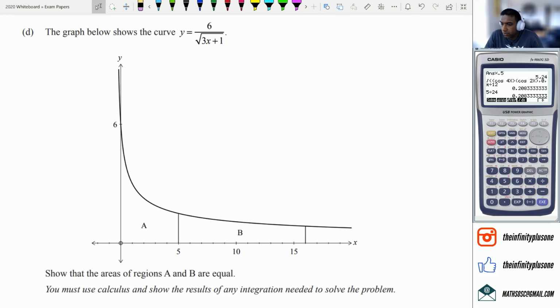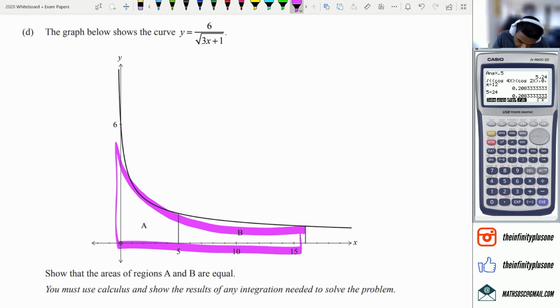Okay, so a couple of ways of doing this particular question. You could do it between 15 and 5 and then 5 and 0, and then prove that both of them are equal to each other. Or you could work out this area here. You could work out the full area of the pink part, then work out the green part, and then show that the green part is half of the pink part.